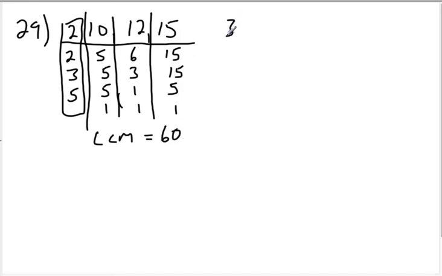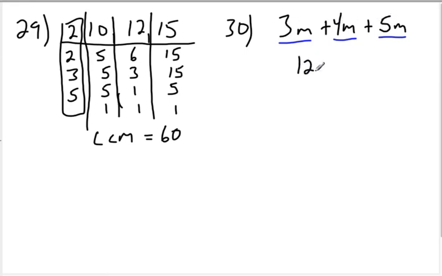Alright, starting on number 30, we are simplifying each expression by combining like terms. So this first one starts off like this. I think this is the thing that most students are being confused by. When each of the terms has a letter in it, like in this case, they can be combined using addition. So 3 plus 4 plus 5 is 12. So 12m is the answer for number 30.